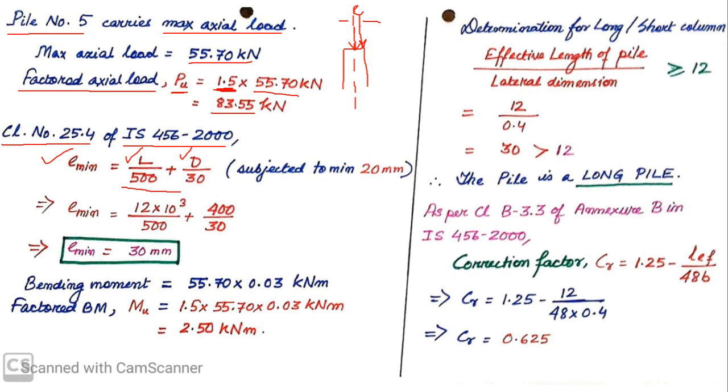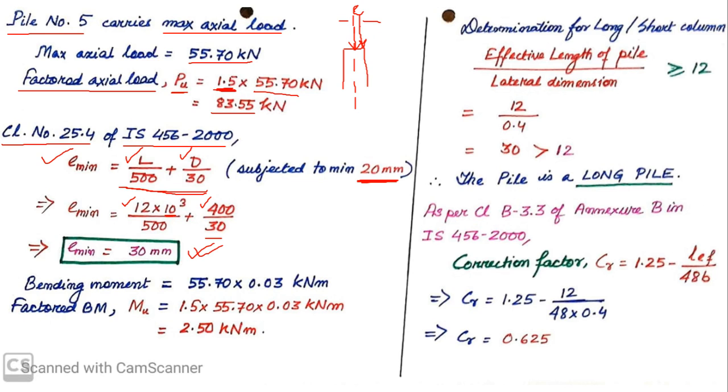And this value, the resultant value of L by 500 plus D by 30, should not be less than 20 millimeter. That means the minimum value should always be 20 millimeter. Now in our case, the length of the pile is 12 meter. I have multiplied the 12 meter with 10 to the power 3, so that it comes in millimeters. So 12 into 10 to the power 3 divided by 500 plus 400, the diameter of the pile, divided by 30. So minimum eccentricity comes out to be 30 millimeters, which is greater than 20 millimeters.